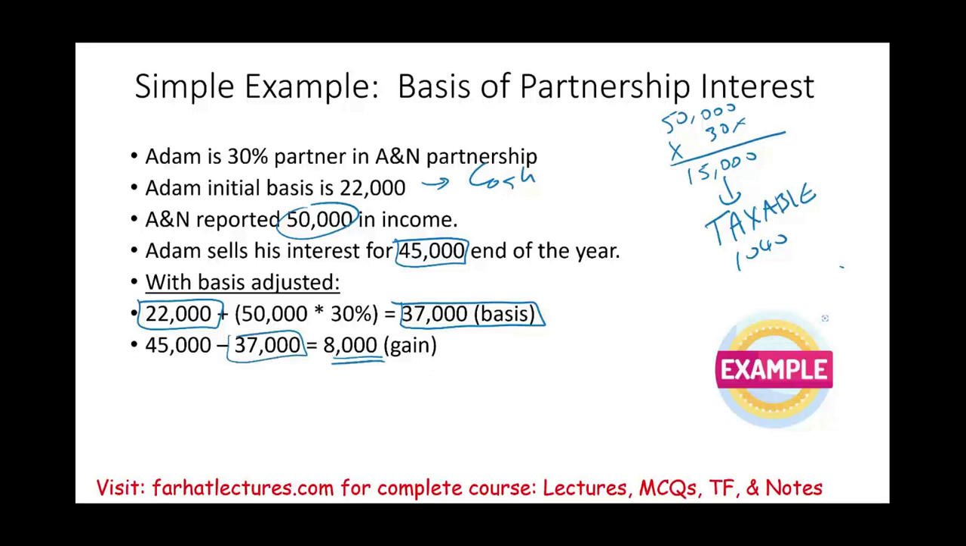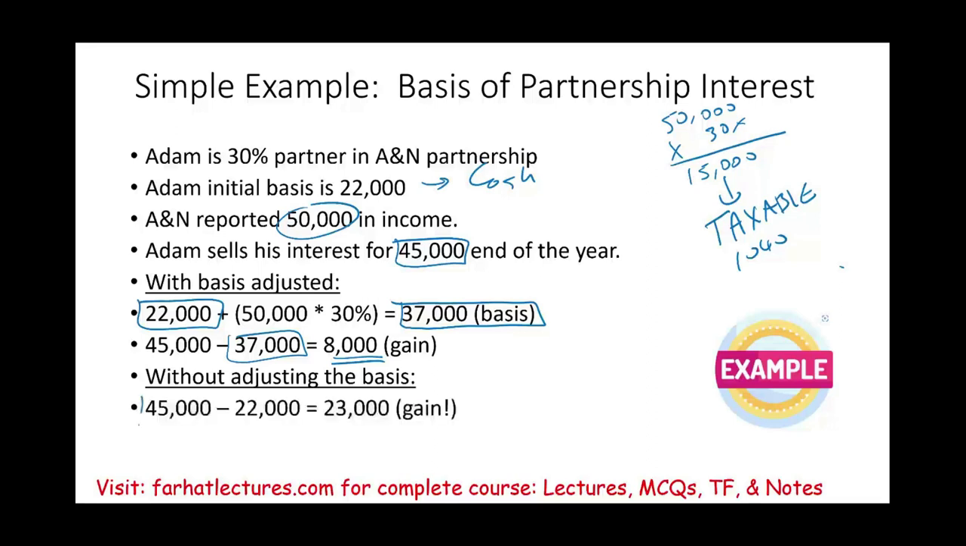Let's assume Adam did not adjust his basis, which he should, but let's assume he did not, so you understand why basis is important. Well, we're going to take 45,000, how much we sold it for, minus 22,000, our initial contribution. Therefore, we have a gain of 23,000. So notice there's a difference in the gain amount. You might be saying, but hold on a second, we recaptured the gain because we already paid taxes on the gain of 15,000. Well, there are timing differences. Sometimes it could be several years. So that's why you have to adjust your basis. You have to adjust your basis because you already paid your taxes. You don't want to pay your taxes twice.